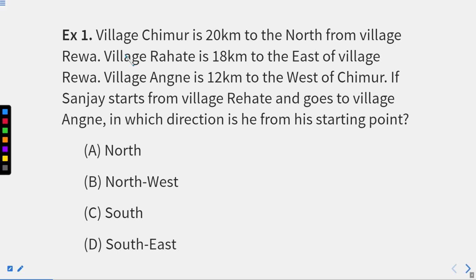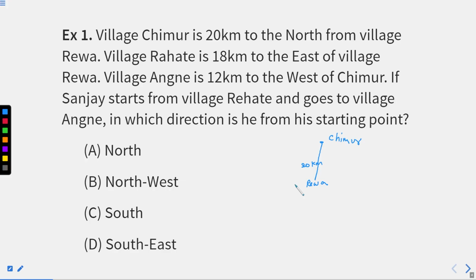So in this question, it is given that village Chimur is 20 kilometers to the north from village Reva. Let's say this is village Reva, and we know that village Chimur is 20 kilometers to the north from village Reva. If this is village Reva, north is going to be in the upward direction. We know that this is going to be village Chimur, right? And the distance is 20 kilometers. We know the first part, right?